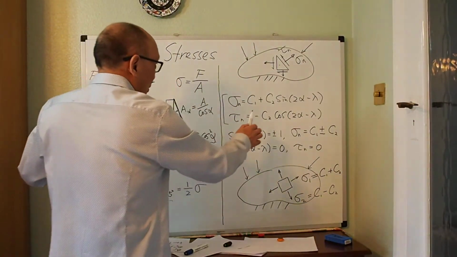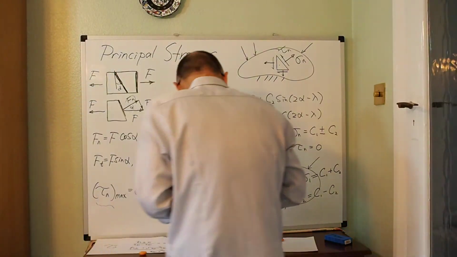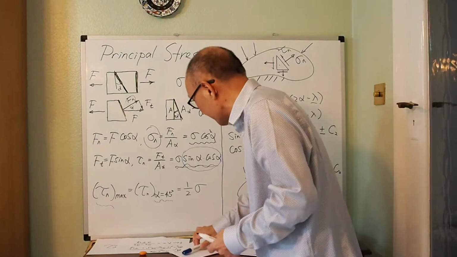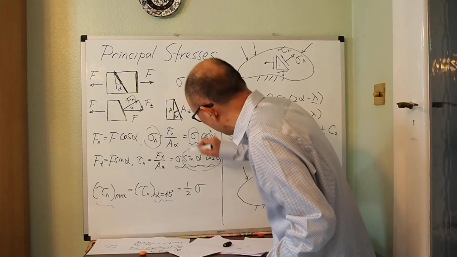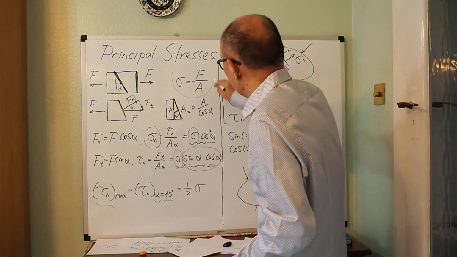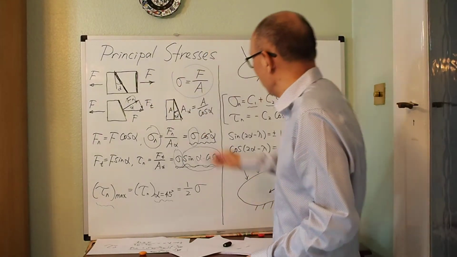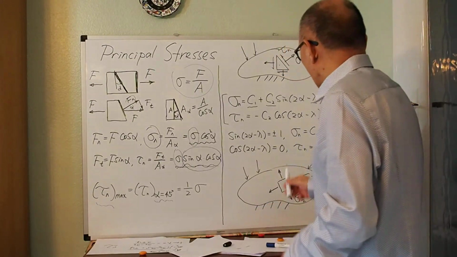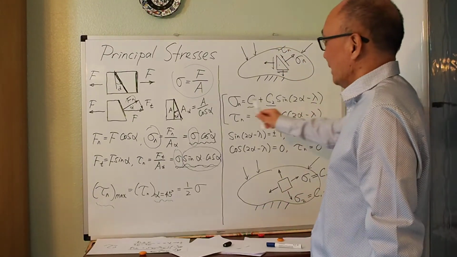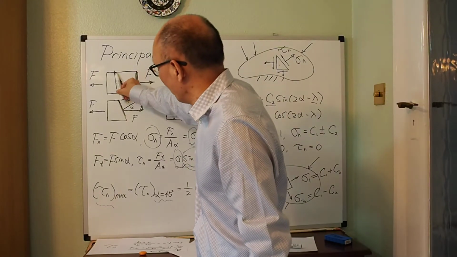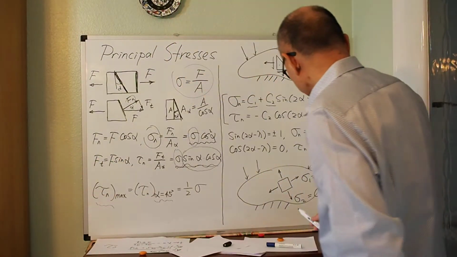So this C1, C2, and lambda play the same role as this sigma here. That sigma is the stress in the direction you define. So they play the same role. Now, alpha can be anything, just like that alpha there. I look at any angle and I choose.